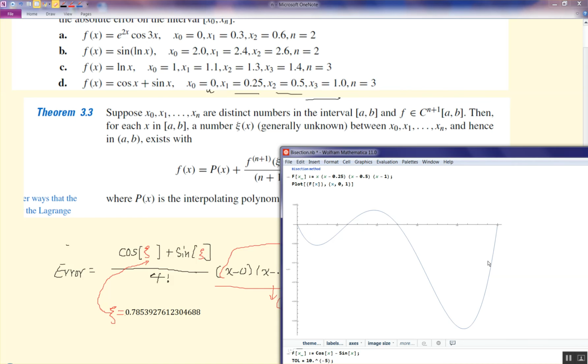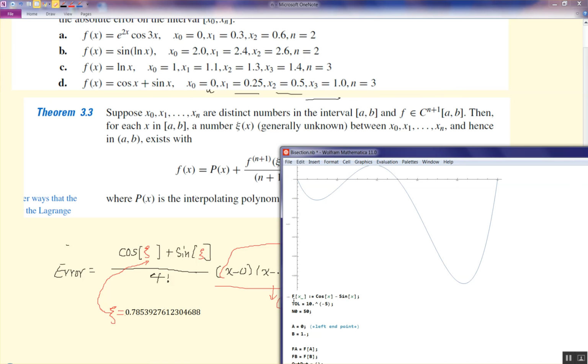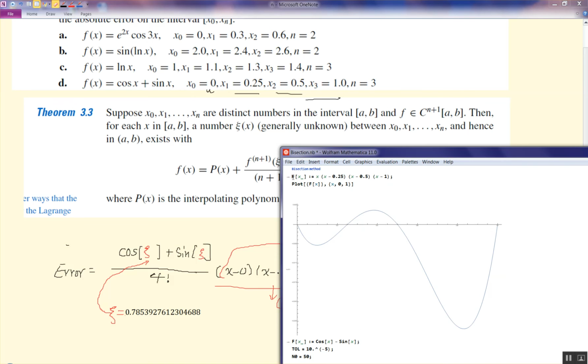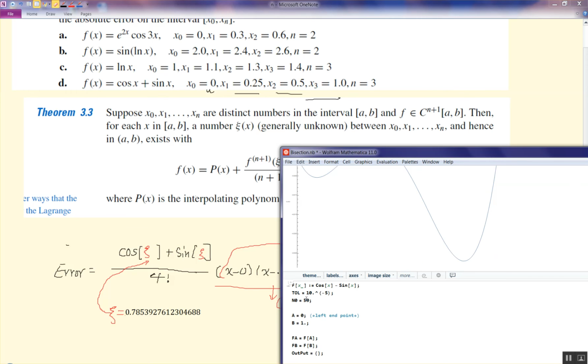Now, how do I find this point? I need to find the derivative of this function and set it to 0. So the root finding problem is actually, sorry, let me call this my g. This is the g. Let's run that. So the roots I would like to find are of g prime. I'm going to change this to my g prime of x.